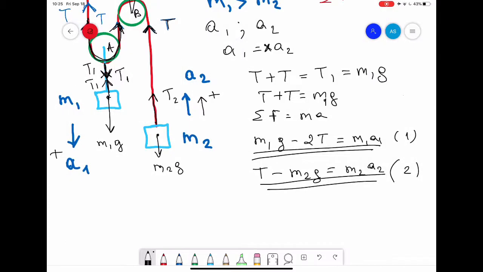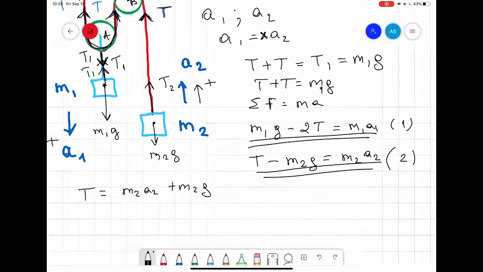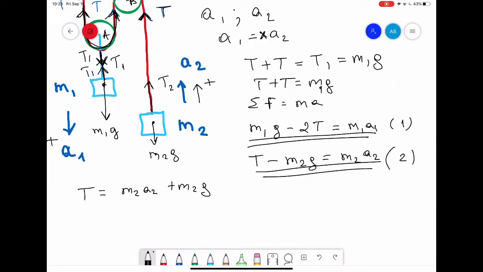We have to find the tension from here. First of all, the tension is equal to M2A2 plus M2G. Then you take this tension and substitute it in the first equation. So if you substitute in the first equation, what will you get? You will get M1G minus 2 multiplied by this tension, which is M2A2 plus M2G, right?